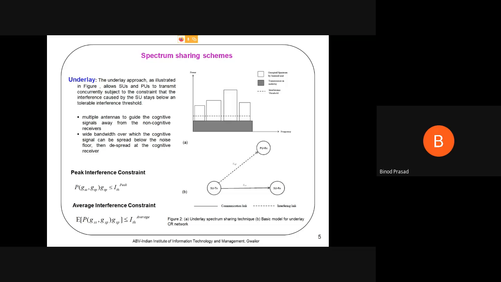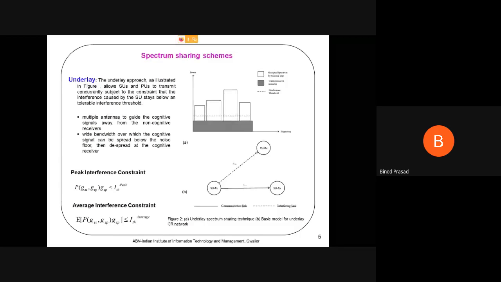In the figure, we can see that the SU is transmitting, but this shaded area is the limit. So if it transmits during this time with this power, then obviously it is not going to harm the primary receiver, because this is the limit being maintained for it. So it can transmit concurrently with the PU receiver.